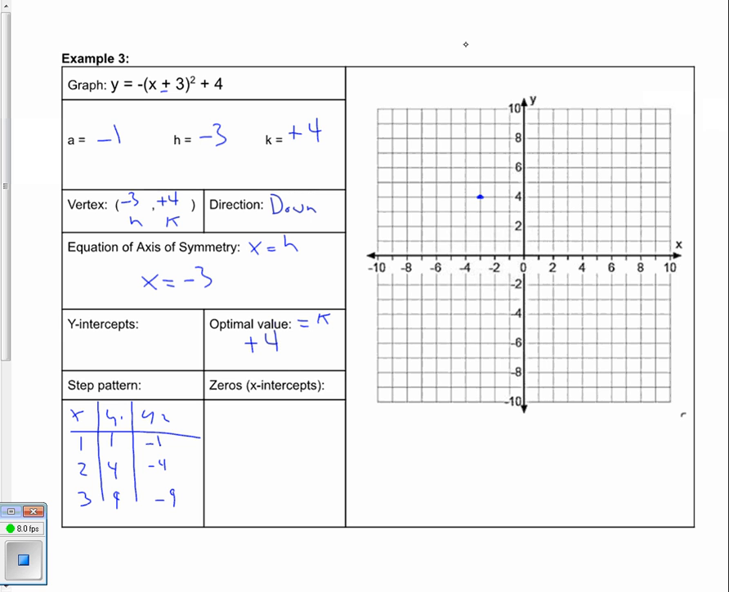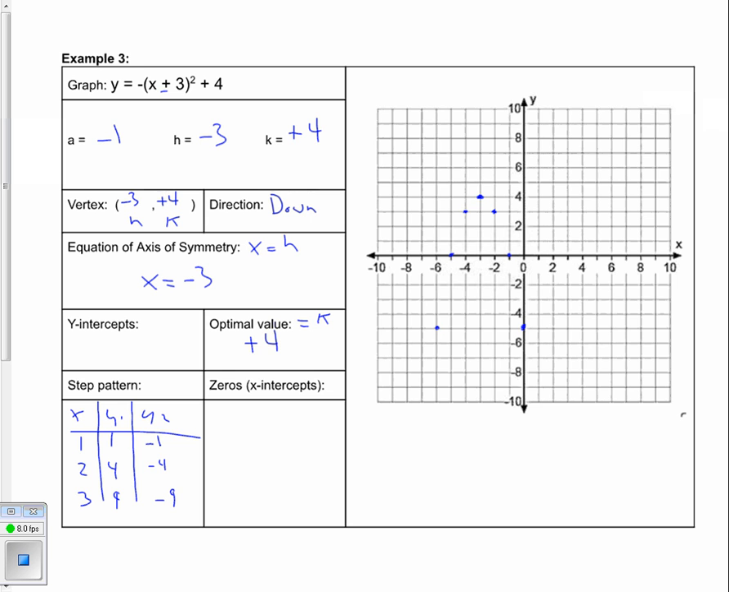Based on where the vertex is, we know the step pattern. It goes to the right 1 and then down 1 unit, and that also applies to the left. So we go right 1, down 1, left 1, down 1, right 2, down 4, left 2, down 4, right 3, down 9, left 3, down 9, and so on.